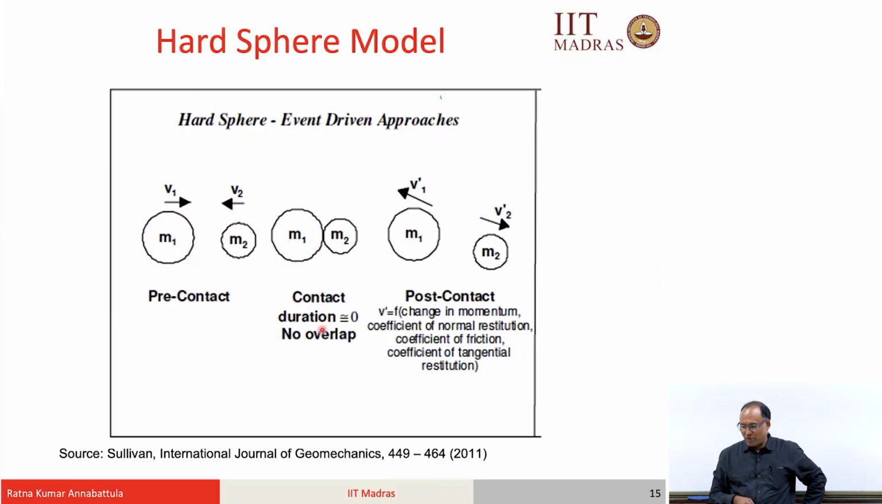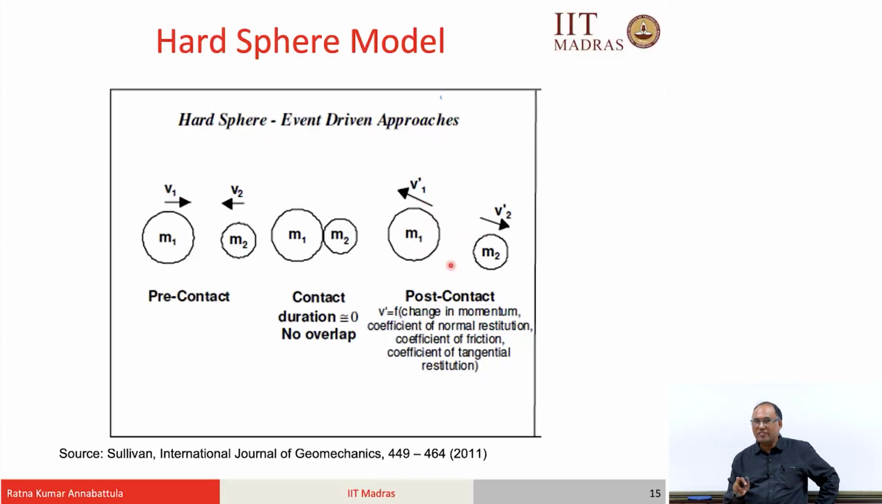And there is no overlap whatsoever. After post contact, you will have v1 dash and v2 dash depending upon which direction they are moving. So, this depends on v1 dash or v2 dash, which depend on the change in momentum, which also depends on the coefficient of normal restitution, coefficient of friction, coefficient of tangential restitution, because there is dissipation through friction too. So, all these things will define how this v1 dash changes, right.